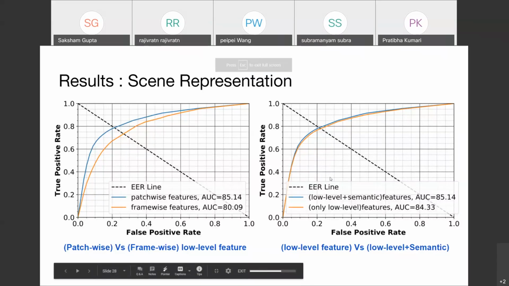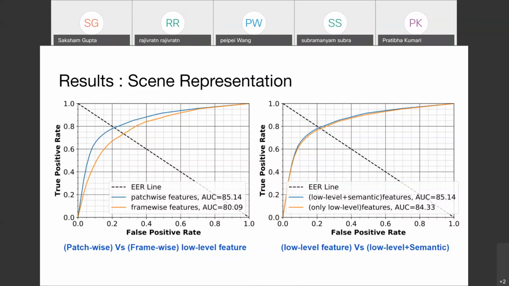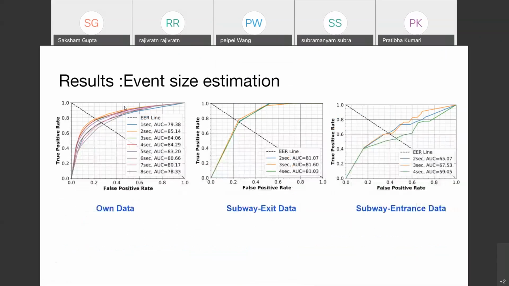Pritva, please wrap up your presentation in the next 2 minutes. Yes. In the second diagram, we have concluded that including semantic features may further improve the performance. Here, we experiment to find the optimal event duration for our data. With our data, we have a 2-second optimum duration, and for subway data, we have a 3-second optimum duration of event.